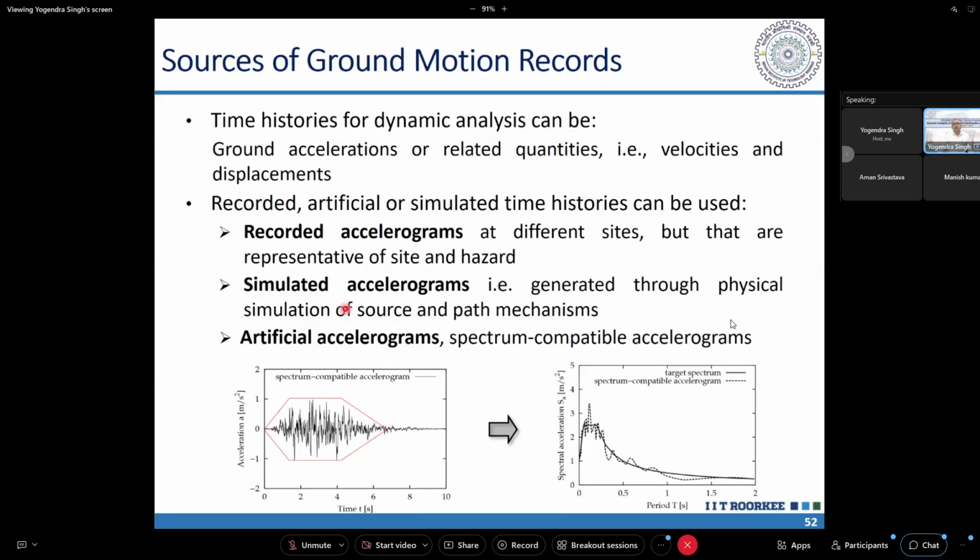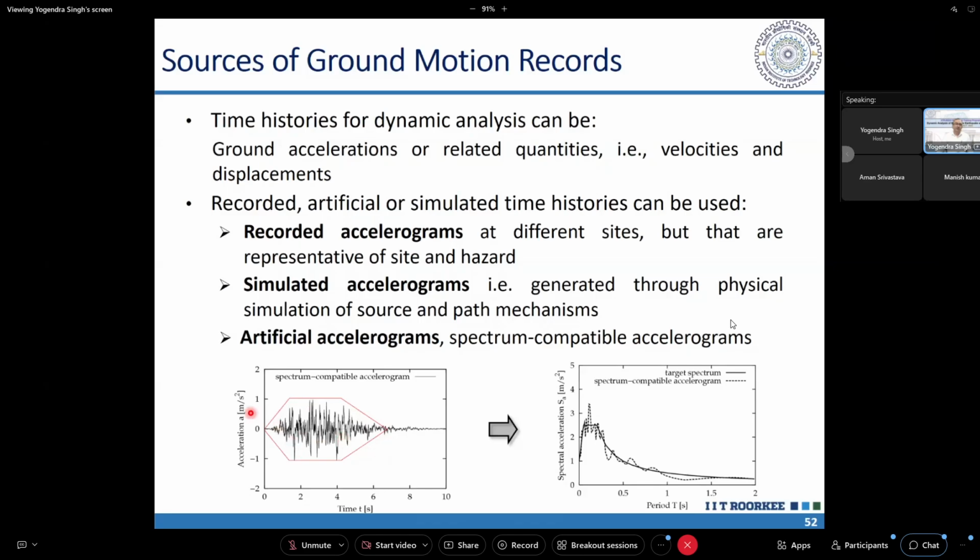Then there are simulated accelerograms. Simulated accelerograms are generated by developing computer models of the source and path through finite element or other software, and then the ground motions are predicted as the response of those models. And then we can have totally artificial accelerograms also, where we can just select some harmonics randomly. We can combine them in a particular fashion so that we get a signal like this, and the response spectrum will match with the target response spectrum. Whatever response spectrum we want to achieve, that can be achieved.